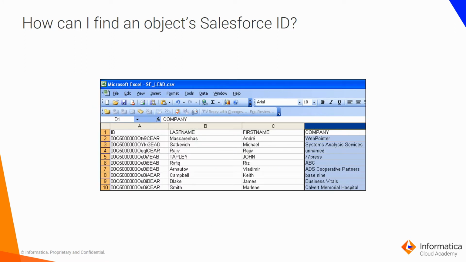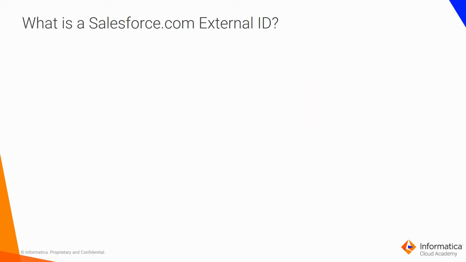You can also view Salesforce IDs by exporting the data from Salesforce and viewing it in a different location, like a CSV file. This can be done using Informatica Cloud or a tool like the Apex Data Loader. So if you export to a flat file, for example, you would be able to see the Salesforce ID in the ID column. In order to integrate data with a system outside of Salesforce, Salesforce provides the external ID.